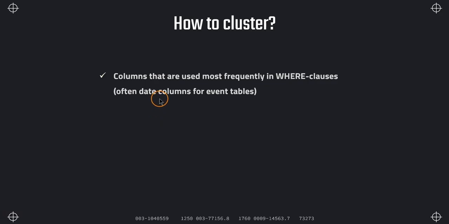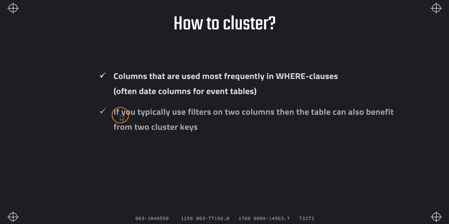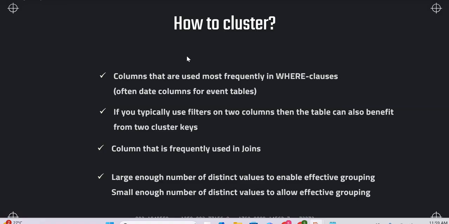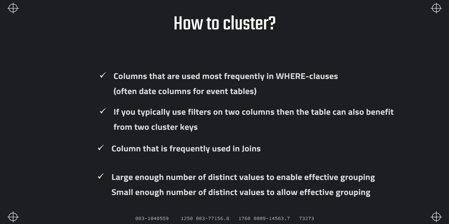And also we can use columns that are used frequently in joins. So they might also be a good candidate for a cluster column. And yeah, this is something that we can keep in mind. And also 2 additional points. We have also, of course, that a column should have a number of distinct values that is neither very small, nor very, very high.